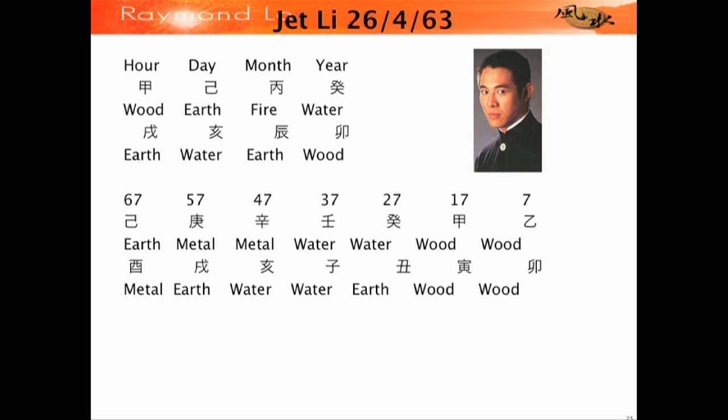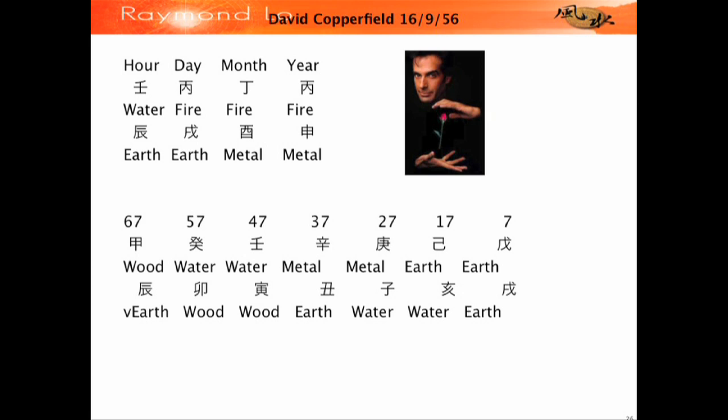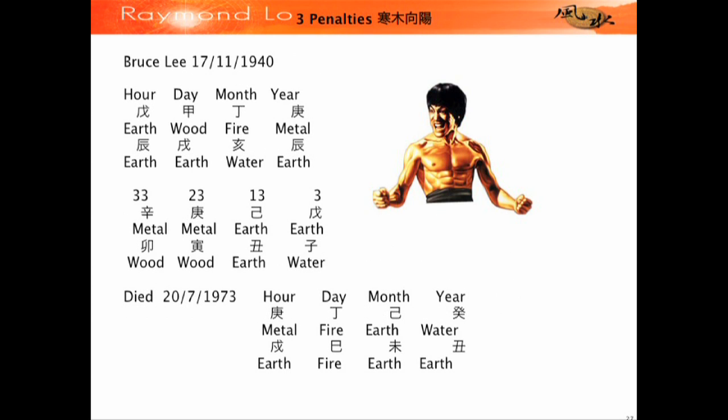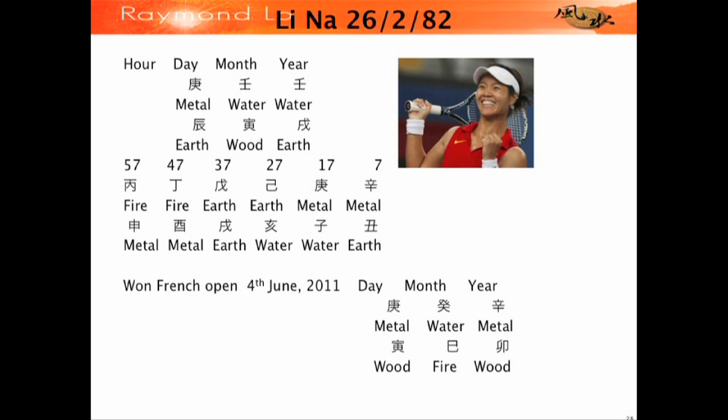So these are people who have dragon and dog. Jet Li, dragon and dog. This is a famous magician, David Copperfield, dragon and dog. Bruce Lee, dragon and dog. And this is also the champion tennis player in China, dragon and dog.